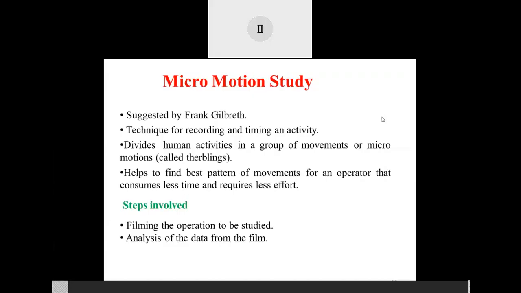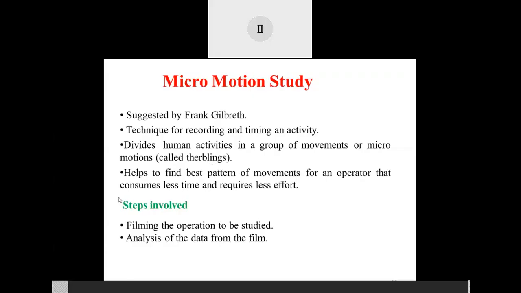Okay. So here he divides human activities into a group of movements or micro motions. Whatever the human activity, whether that may be operator, inspector, different worker, technician, any human activity, it is divided into a group of movements, or it is known as micro motions. It is also called therbligs. Okay, therbligs. So it is very much important. We will see in detail what therbligs are.